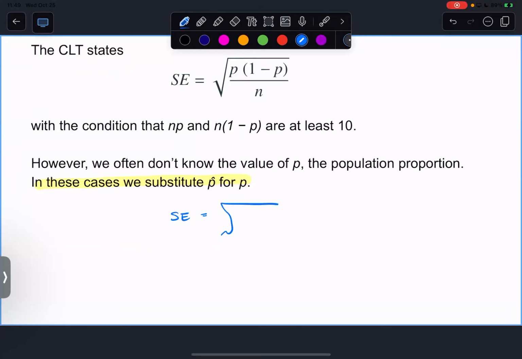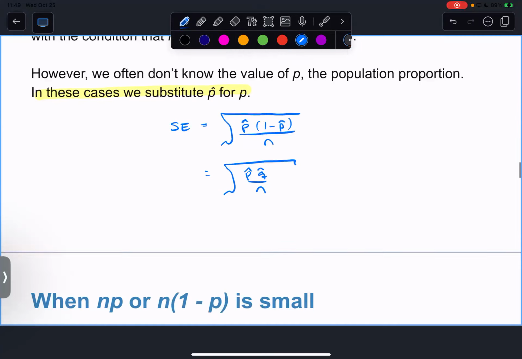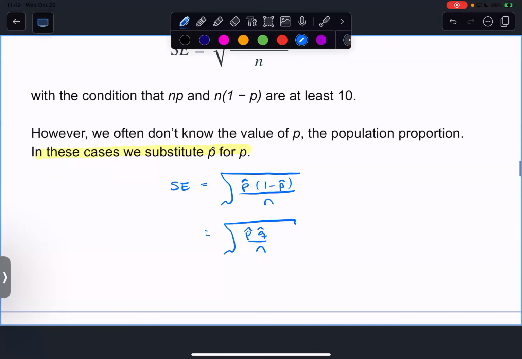So the standard error is the square root of p hat times 1 minus p hat over n, which, if you're lazy like me, is p hat q hat over n. And then don't forget that square root. So that's what we're going to use as our standard error. Okay, so that's our standard deviation stand-in. So many stands.